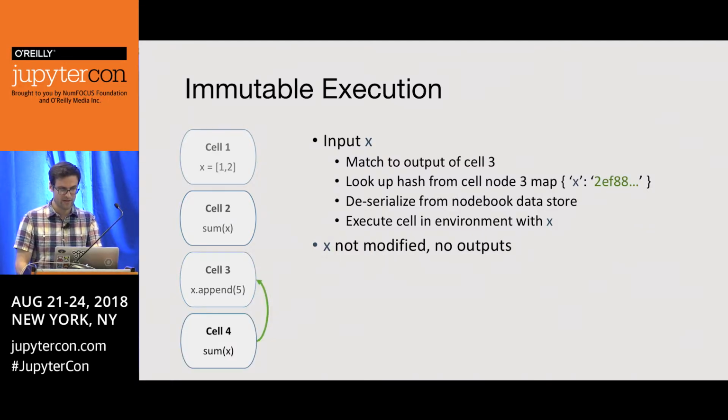OK, finally, cell 4. Here, we're loading x again. Now the immediately previous cell in linear order that modified x is cell 3. So I'm going to look up the hash from that cell's map and deserialize the appropriate cell from the value from the data store and execute in that environment. And now x is not modified, so no outputs there. OK, so that's the way that execution works. Hopefully that was clear.